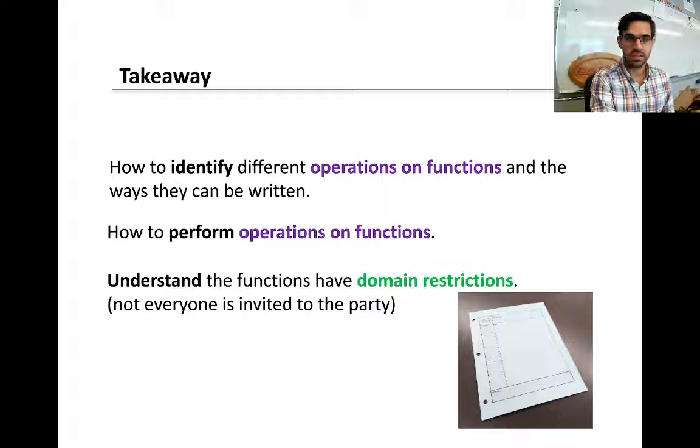Anyways, in this lesson we've identified the different operations we can do on functions and the different ways we can write those functions. We've also performed the operations on those functions and got a simplified expression. And hopefully we're starting to build our understanding of domain restrictions. That's something we're going to continue doing. Domain is not going to be in today's homework, but it is coming. So, yeah. Tea parties.